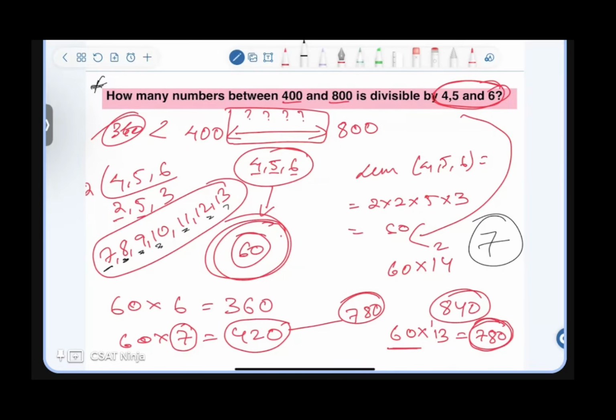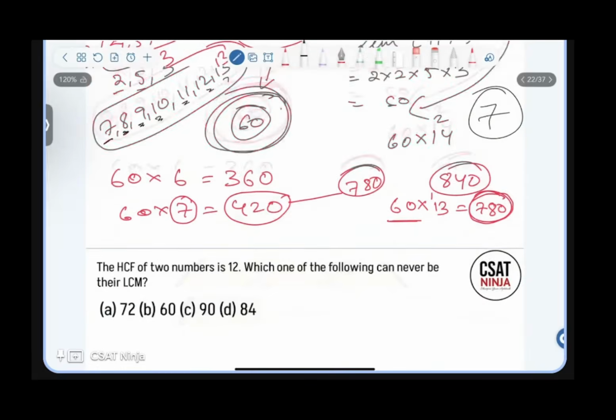Even in exam, my brain doesn't work. My brain works only when I teach. Let's go to the next now.